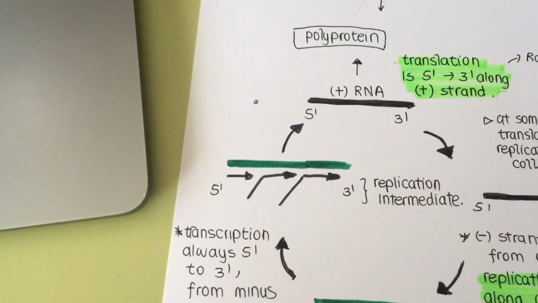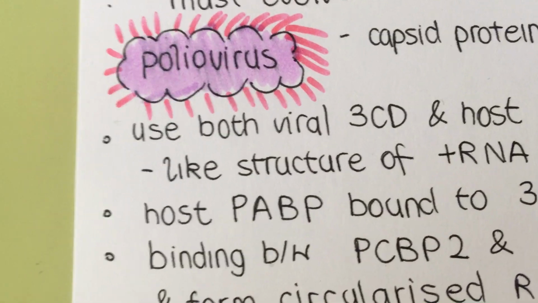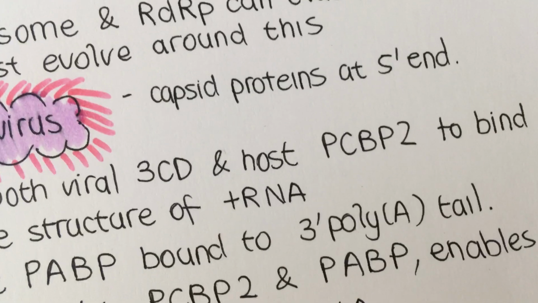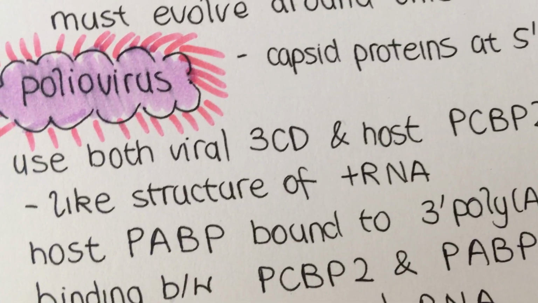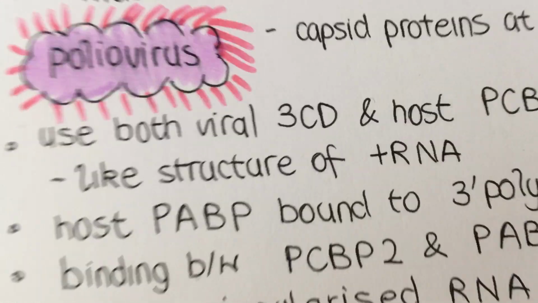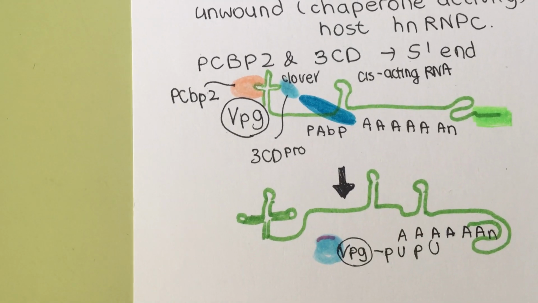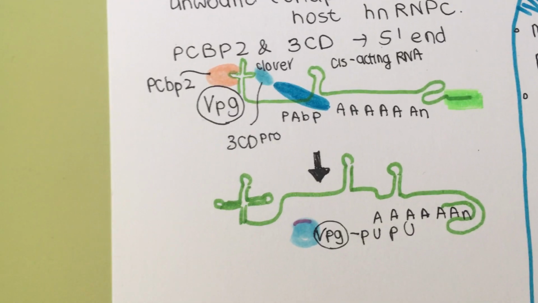Now, the poliovirus, which belongs to the Picornaviridae family, avoids this by circularizing the RNA, and by circularizing the RNA, this can prevent ribosome binding and clashing. How does it do this?